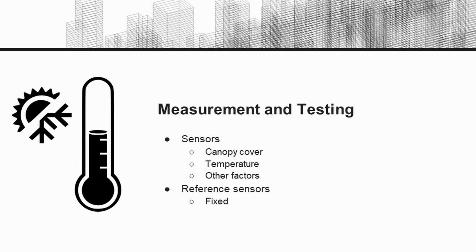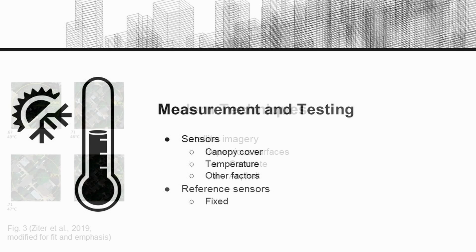The sensors themselves measured canopy cover and temperature, along with several other factors that had the potential to affect the results of the study and would need to be accounted for. This way they could rule out the observed temperatures being the results of things such as lake effects or altitude. Of course, without a control, experimental data doesn't tell us much of a story, so measurements from fixed sensors throughout the city were used as reference points.